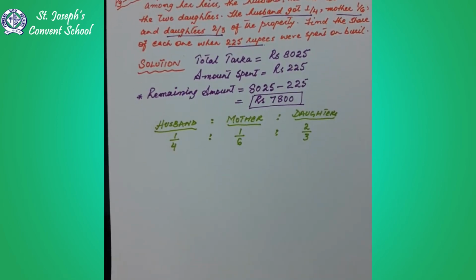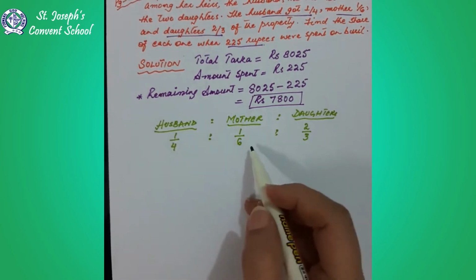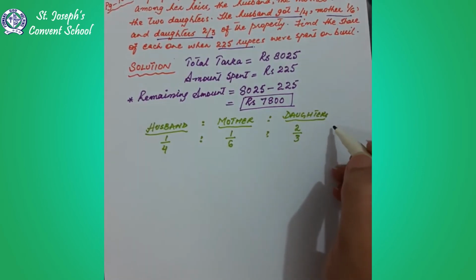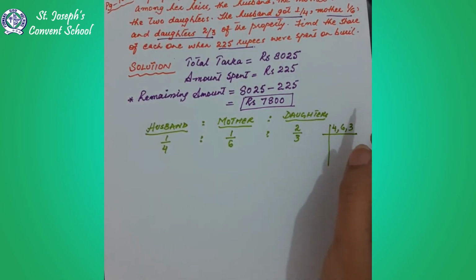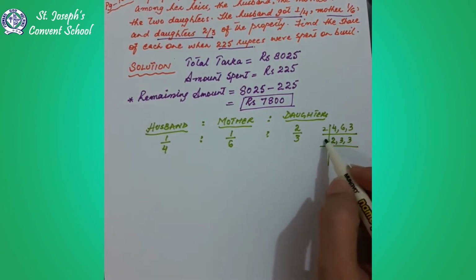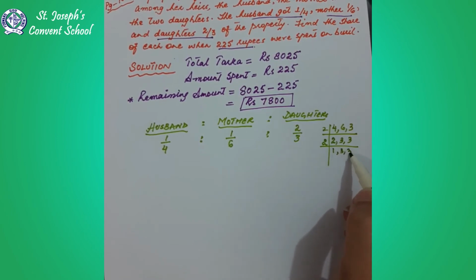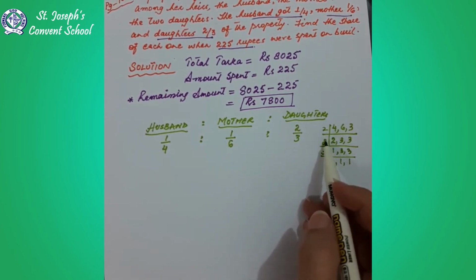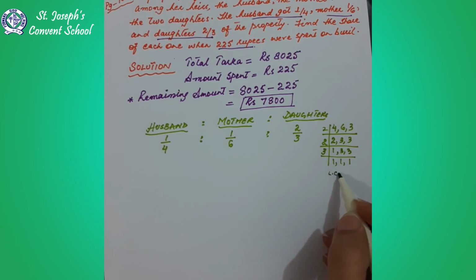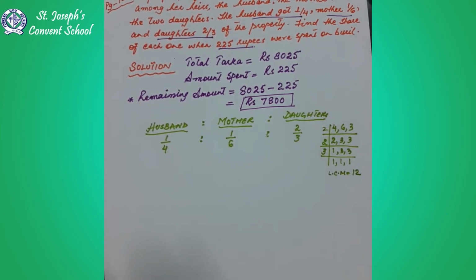When fractions are given, we find the LCM of 4, 6 and 3. Let's find the LCM. Dividing by 2: 4 becomes 2, 6 becomes 3, and 3 stays 3. Then dividing by 3: 1, 1, 1. So 2 times 2 is 4, 4 times 3 is 12. So the LCM is 12. You all know how to find the LCM.